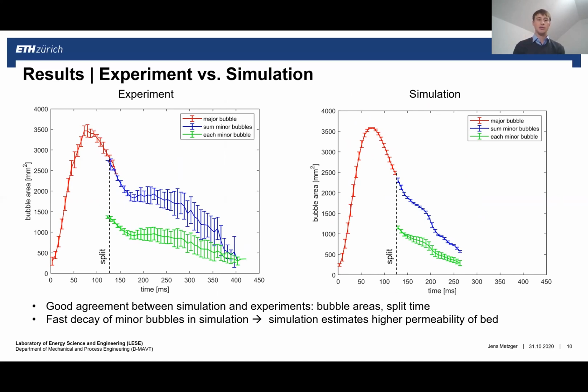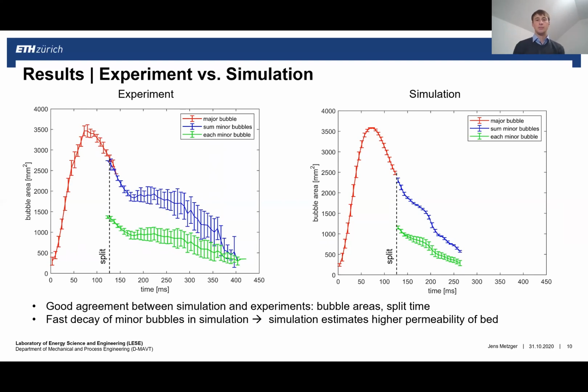So we have unique characteristics, looking at the image on the left. The bubble rises, the major bubble reaches an apex, and splits into two bubbles, where the sum of the bubble area is constant before and after the split. After the bubbles detach, they reach a constant plateau and then afterwards decay as they rise through the bed because they leak air that goes into the emulsion phase of the bed.